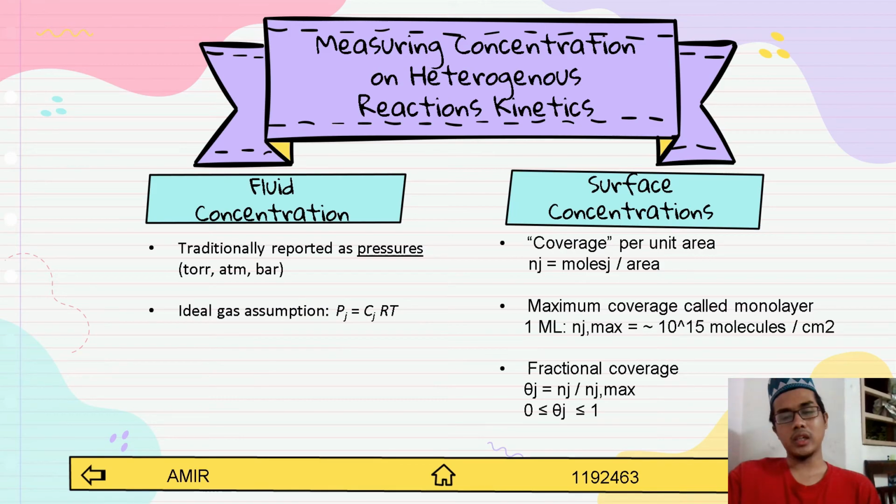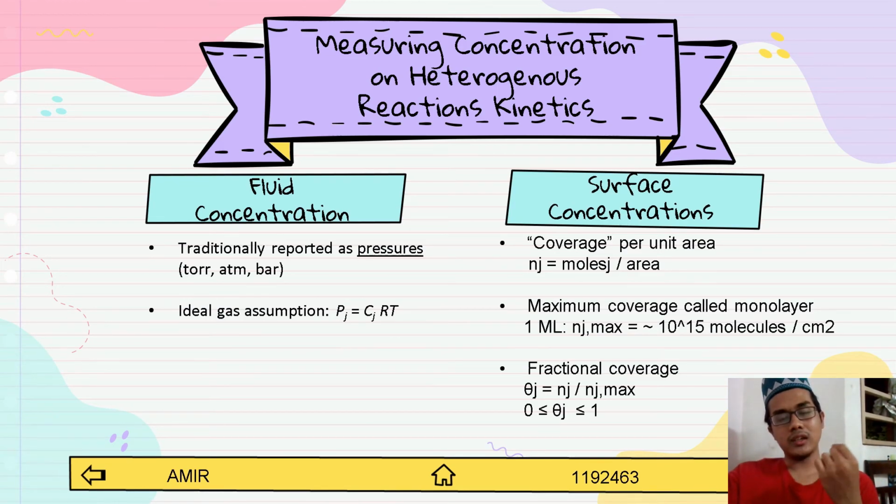So for the next, we will measure the concentration in heterogeneous reaction kinetics. There are two categories, which are fluid concentration and surface concentration. The fluid concentration is traditionally reported as pressure, which is stored in atm or bar. We will use the ideal gas assumption, which is P equal to CRT. Instead of PV equal to nRT, we use P equal to CRT because we want to measure the concentration.